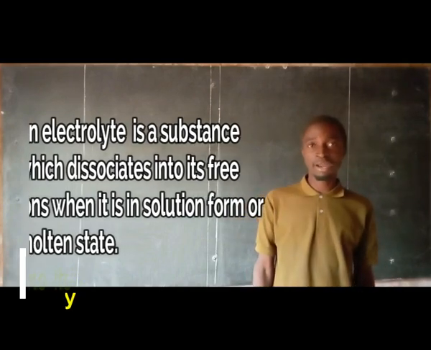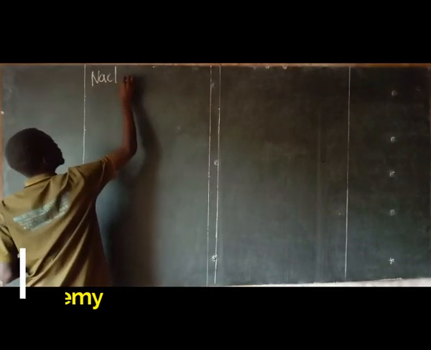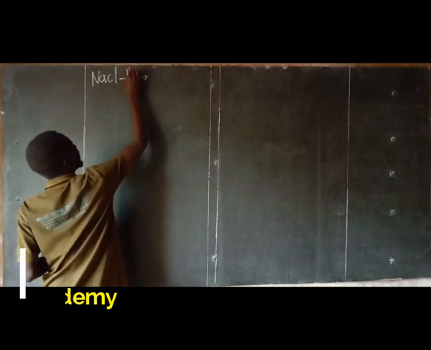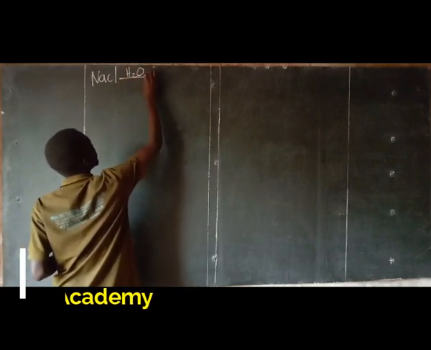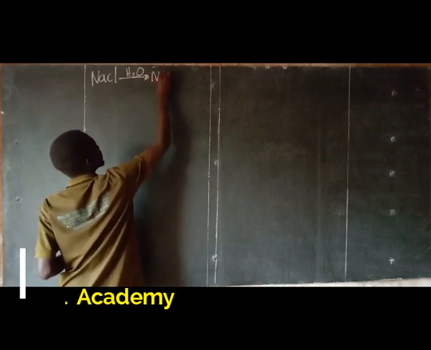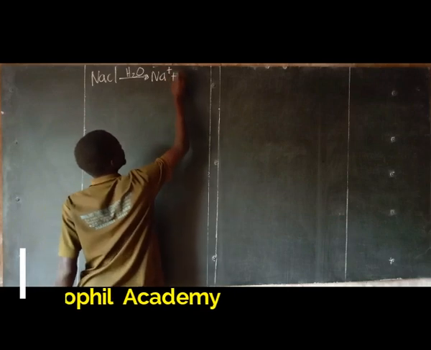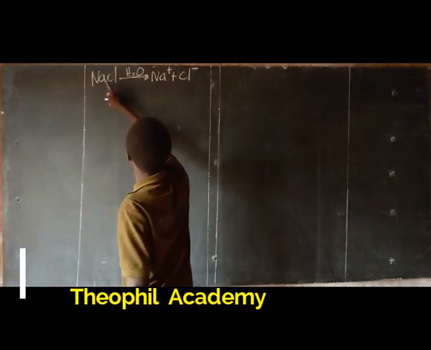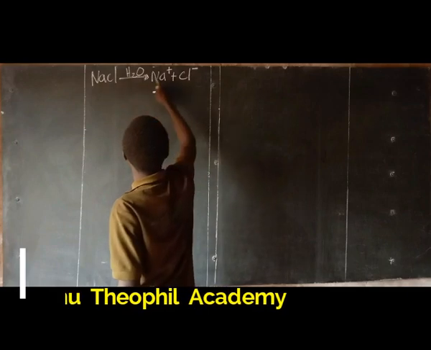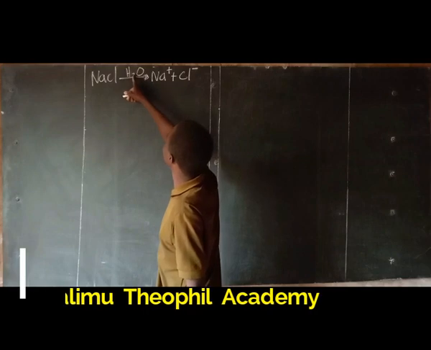Why sodium chloride? It means that when you take sodium chloride and you dissolve it in water, it forms a solution in which the sodium ions are available in dissociation. It means that they dissociate to form their respective ions. So sodium chloride has dissociated into sodium ions and chloride ions when it has been dissolved in water.